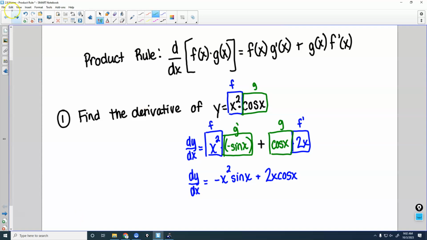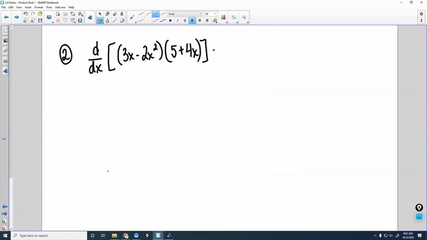All right, so let's look at this applied in some different ways. So number 2, I'm going to do 2 ways for you, because for number 2 there are 2 options, and honestly, the way you already know how to do might be easier. So here I've got 2 things, and they are multiplied together. So I could use product rule for this. So I could let this part right here be my f, and this part right here be my g.